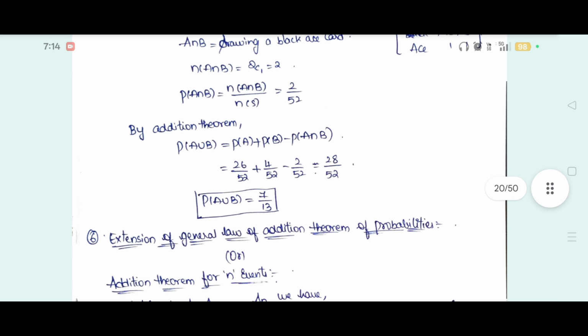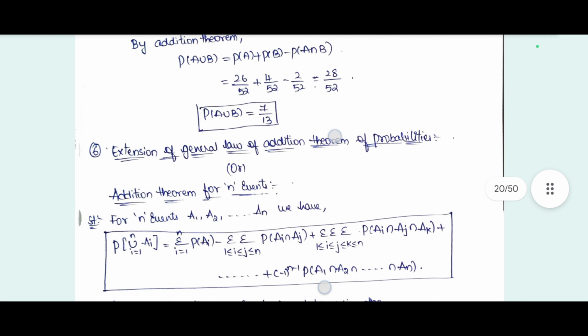By the addition theorem of probability, P of A plus P of B minus P of A intersection B, we finally got 28 divided by 52, that is 7 divided by 13.